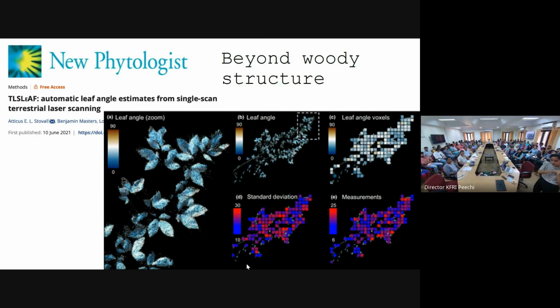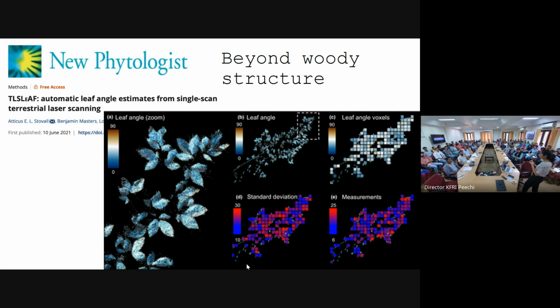And again, it's not just woody structure. We can also really do cool things related to the leaves. Because we are segmenting the leaves from the woody components, we can start measuring a lot of interesting things, like what's the orientation of these leaves. We know leaf orientation is really important because a horizontal leaf is going to have a lot of light interception, whereas a vertical leaf is going to have lower light interception and so on.